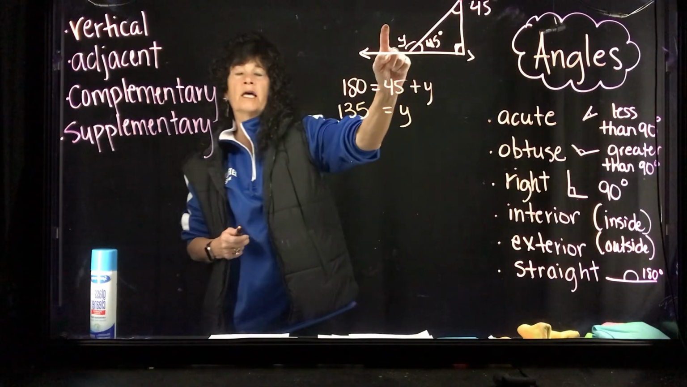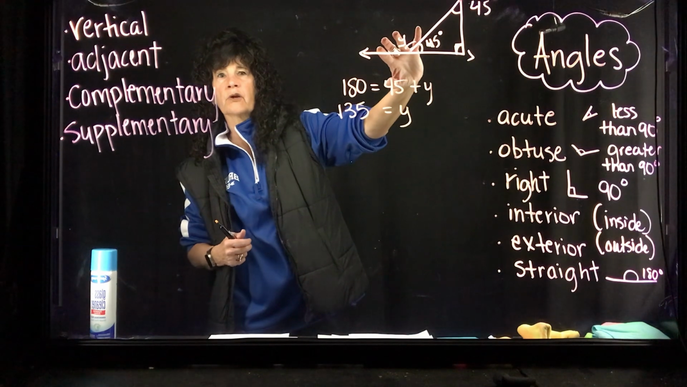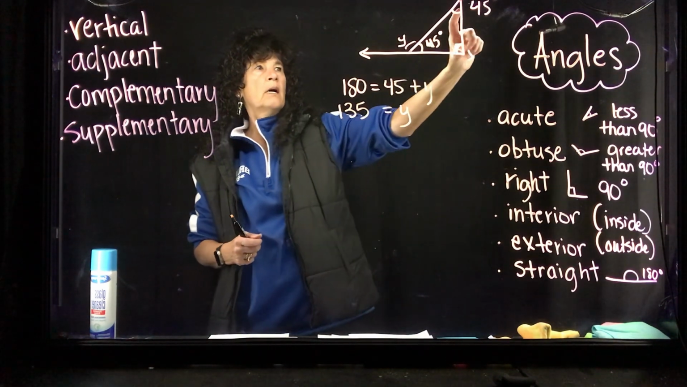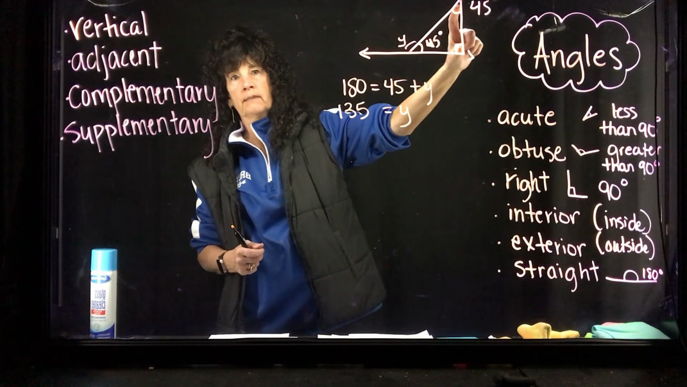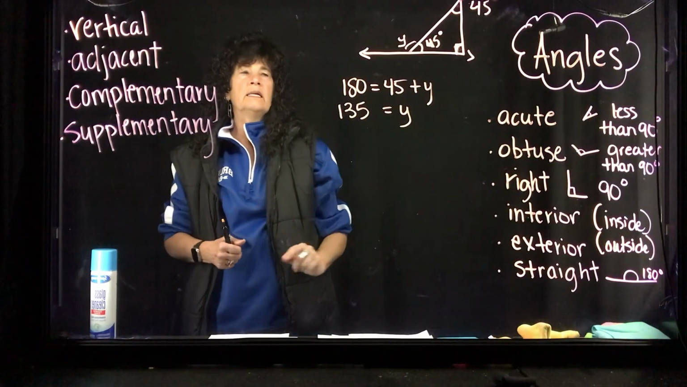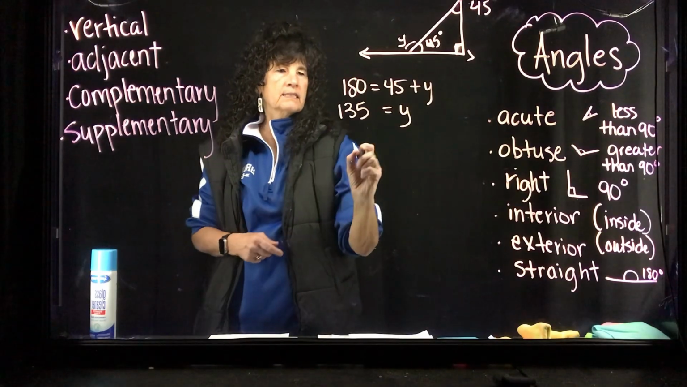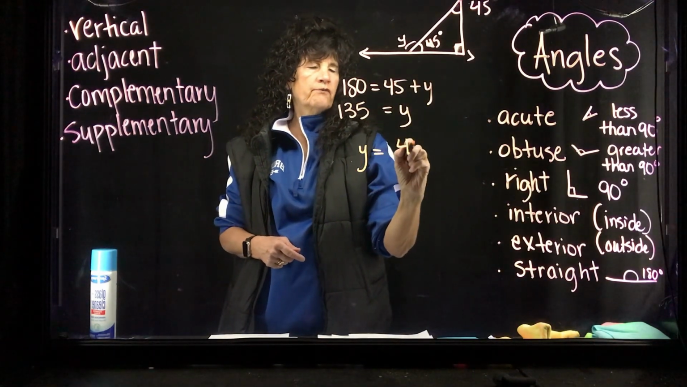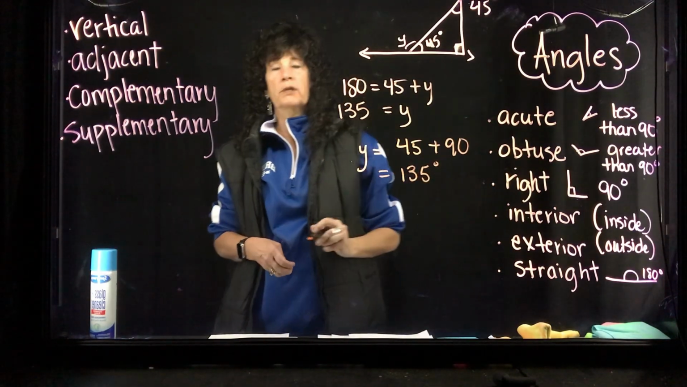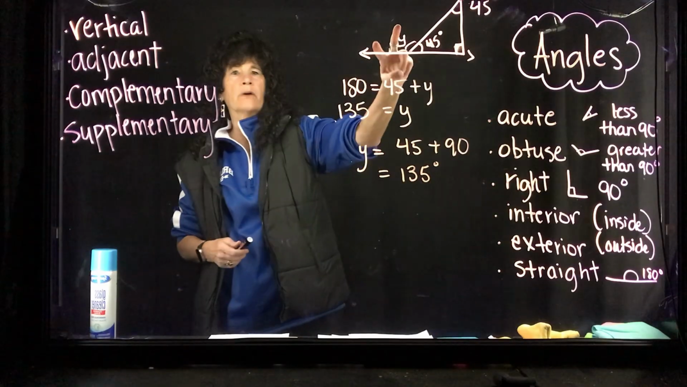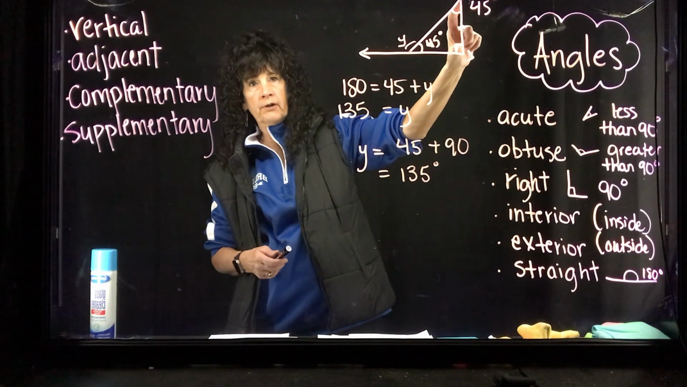Or I could find the value of this exterior angle, because with triangles, the value of the exterior angle is equal to the sum of the two remote opposite interior angles. So this angle y is equal to the sum of these two angles here. I can say that y is equal to 45 plus 90. Y is equal to 135 degrees. So my outside angle is equal to the sum of the two opposite remote interior angles.